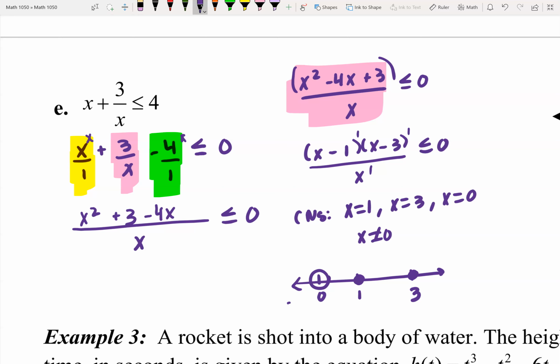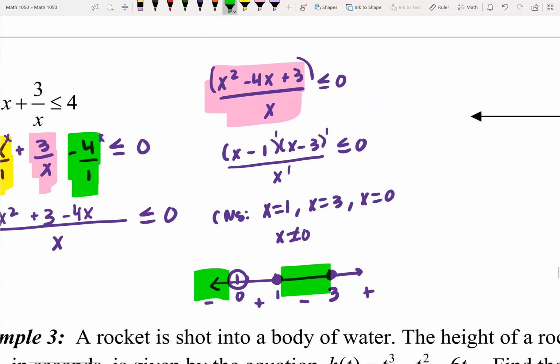So this region's a negative. I know they're going to alternate. Please understand the alternating thing. It'll save you. People miss the signs, and then they miss a ton of points. Less than means negative, so negative means here and here. So my final answer is negative infinity to 0 with a parenthesis, union 1 with a bracket to 3 with a bracket, and I'm done.